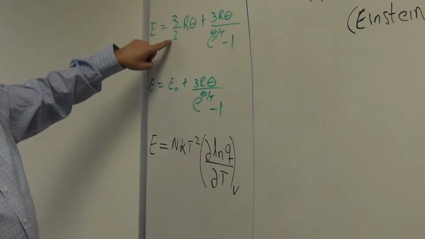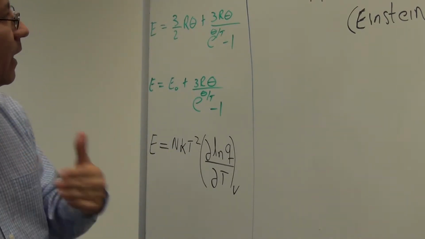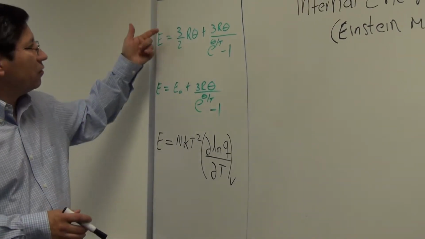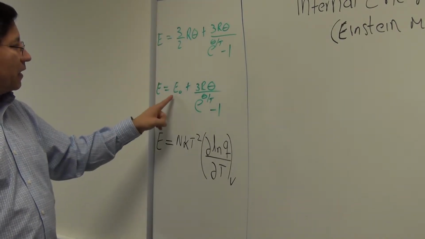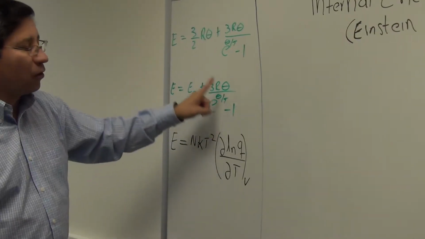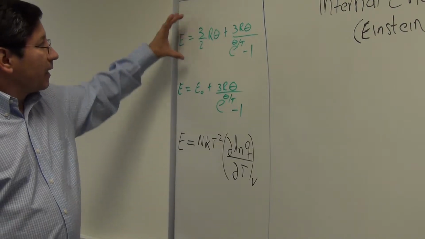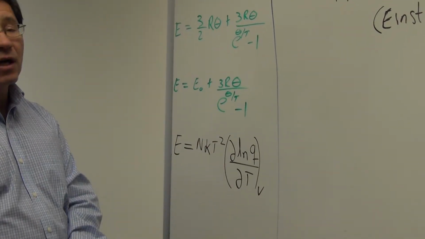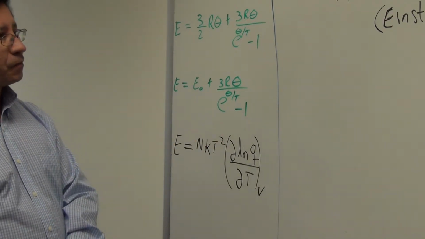Since 3/2 R theta is the result in the limit of the temperature going to 0 Kelvin, it is known, it is first a constant, and second, we can represent it with the symbol E sub 0, so the energy at 0 Kelvin. So this is another way to express it. Okay? So let's see how we get here, or here, based on this. So the things that we need, well, we need Q. We need an expression for Q.